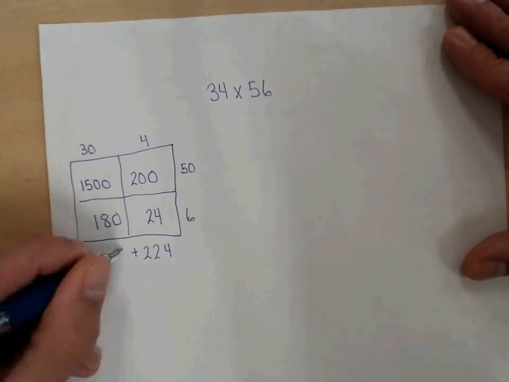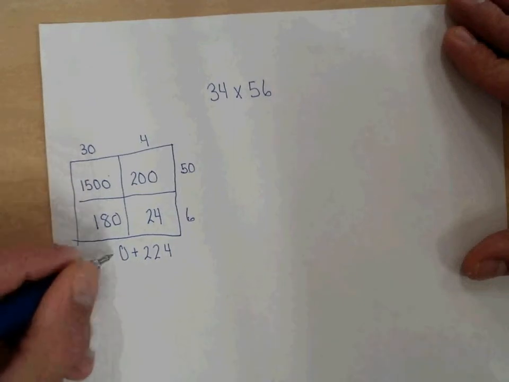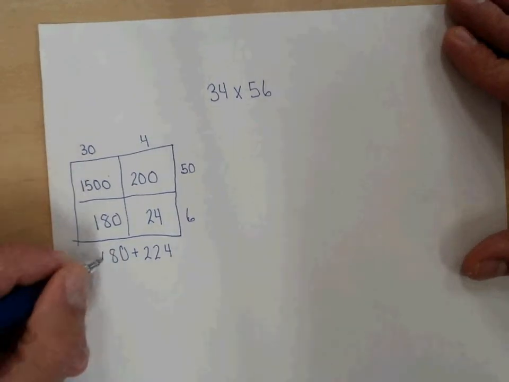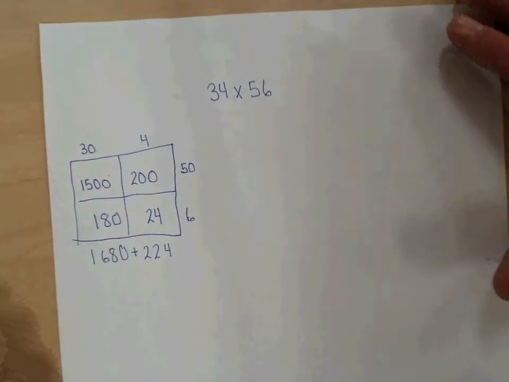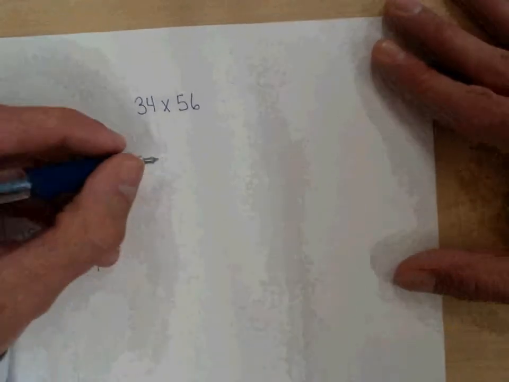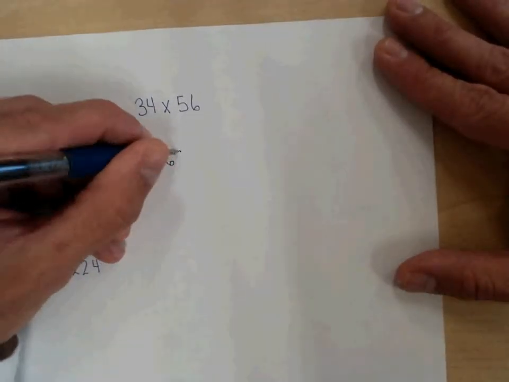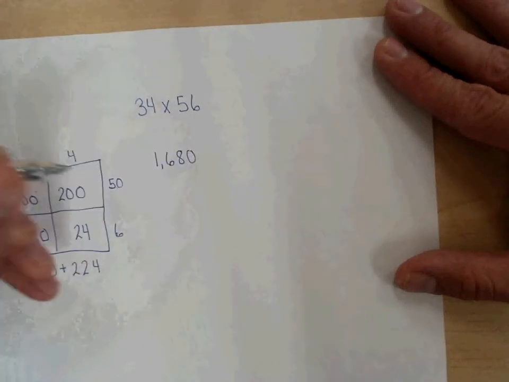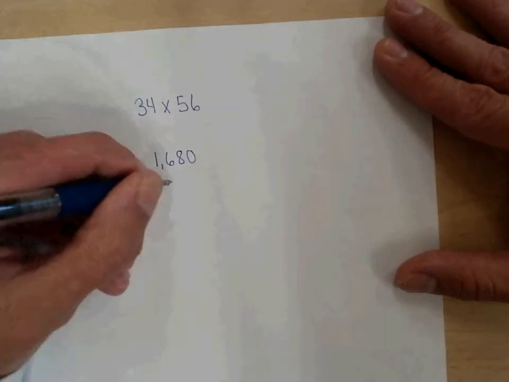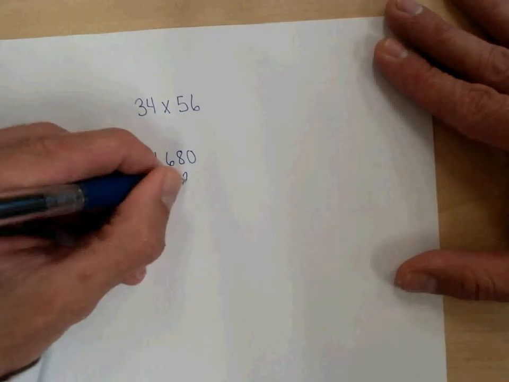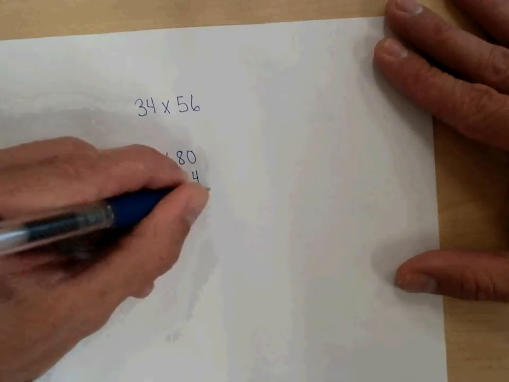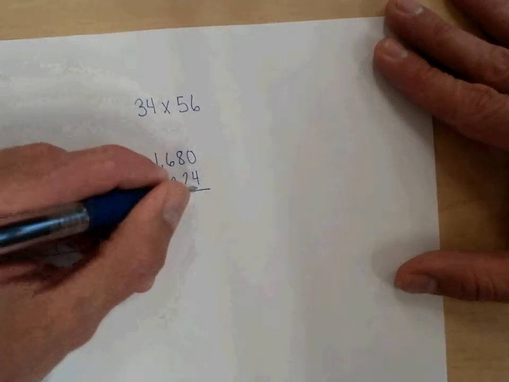Then I'm going to add down here 0, 8, 6, 1. So there I have my two add-ins. What I'm going to do is come over here and make that 1,680 plus 224. Here we go.